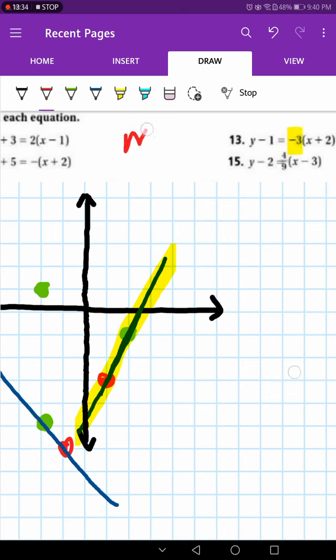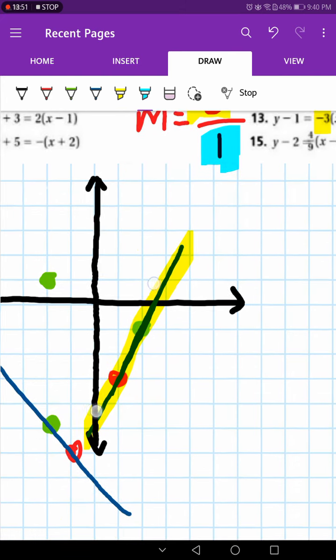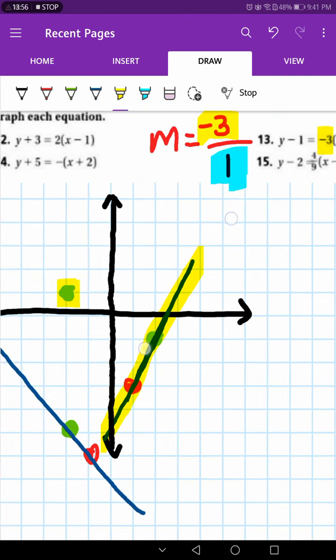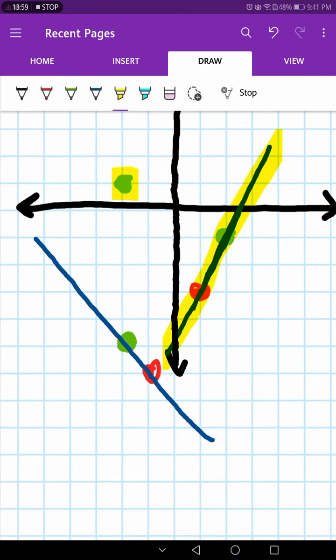So m equal -3/1. I write it as rise over run. So how many steps do I move down? 3 steps down and 1 step to the right. From where? From the point, from here. So how many steps down? 3 and 1 to the right. Let's go. 1, 2, 3 and 1 here. It will be here. So this is the second point.